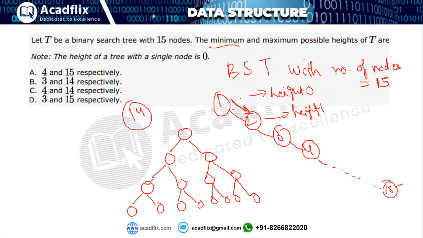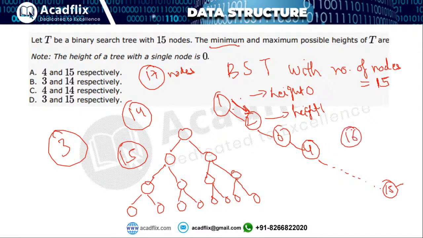Fine. So now what is the number of nodes in this? 1 2 3 4 5 6 7 8, I mean there are in total 15 only. Fine. So now what is the height of this particular tree? The height of this particular tree is 3. Now in this particular case we actually drew the tree, but in paper, if they would have asked that if I am having, let's say, 17 nodes, then the maximum height possible would be 16, right? But what would be the minimum height possible?